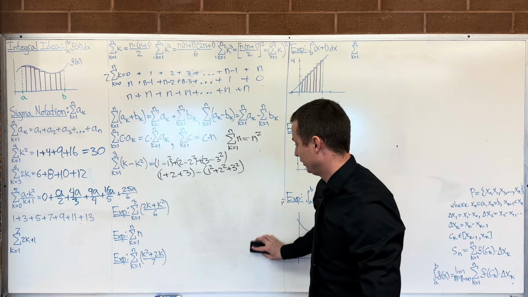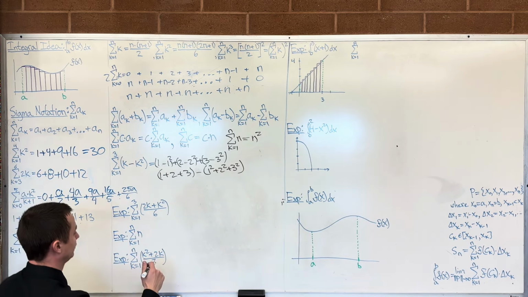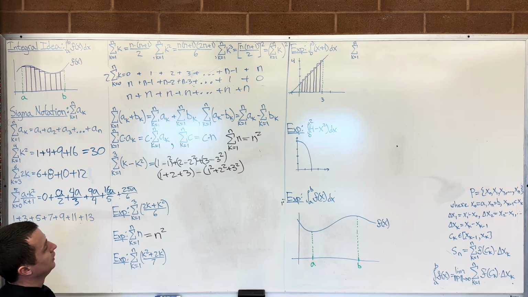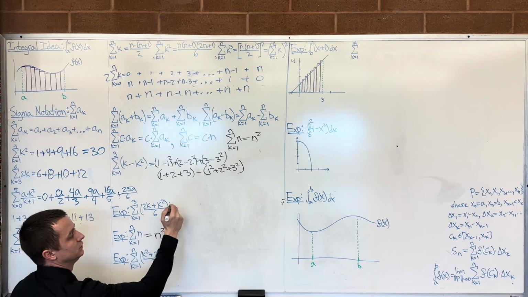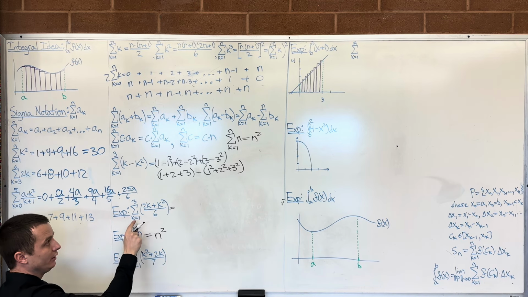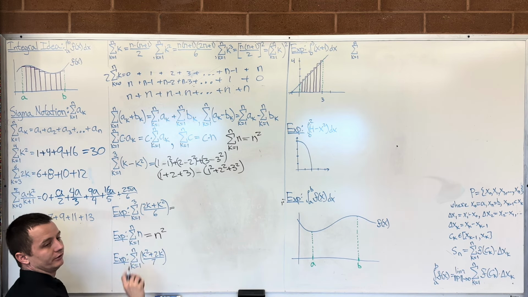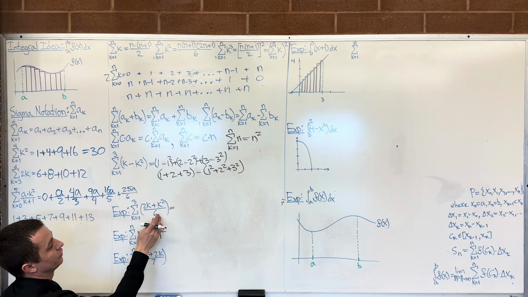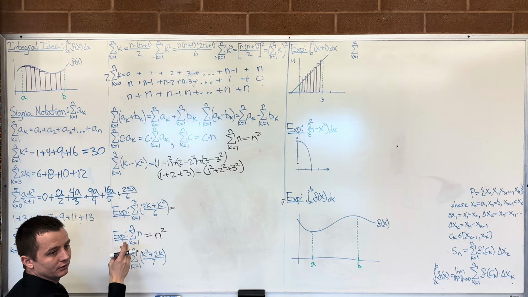Oh, I guess we already did one of them. We just barely figured this out. The sum from k equals 1 to n of n, we already figured out that's n squared. Okay, let's look at this one and figure out this one's sum. We're looking at k equals 1 to 3 of this thing. So first off, let's just factor out the 1/6.